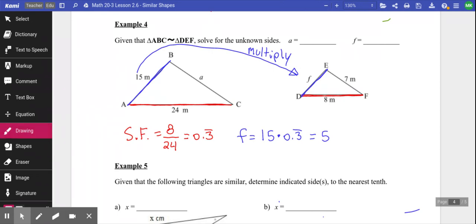If you're going from this side, the old that we don't know, to the new that we do know, to go backwards, we need to divide by the scale factor. So that means A equals 7 divided by 0.3 repeated, which should be 21.